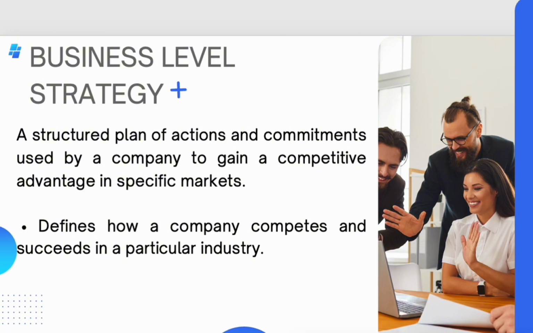It should be a structured plan of actions and commitments because you know that the market is highly competitive and you are not the only business there. Now, you have to set a structured plan of actions for what? For you to compete, to have an advantage over those industries and the existing market.